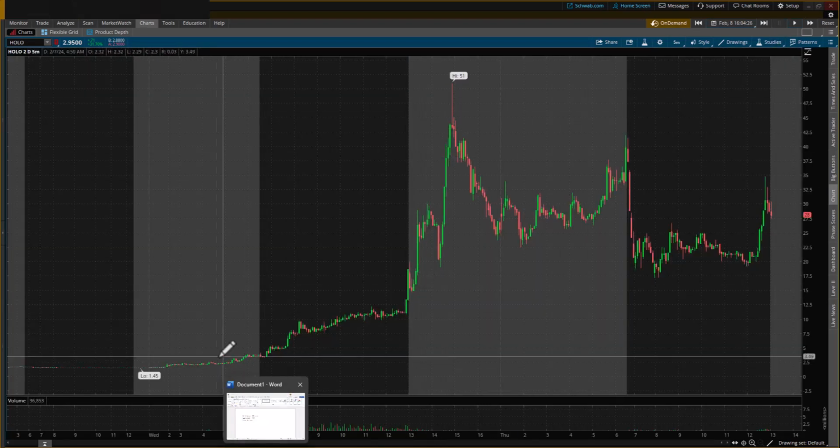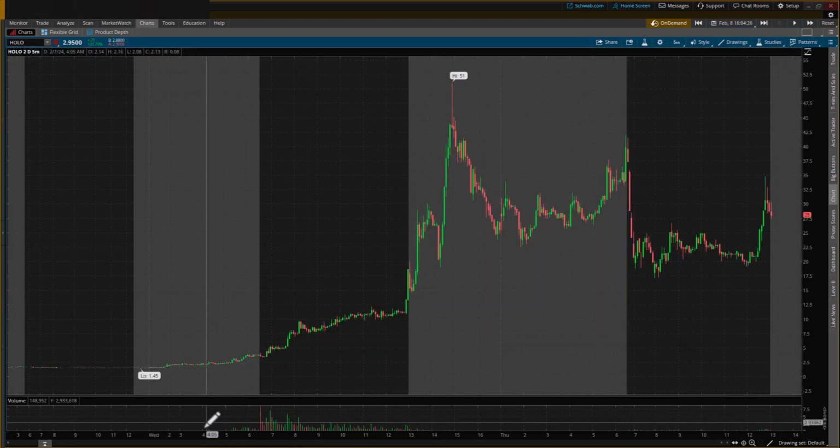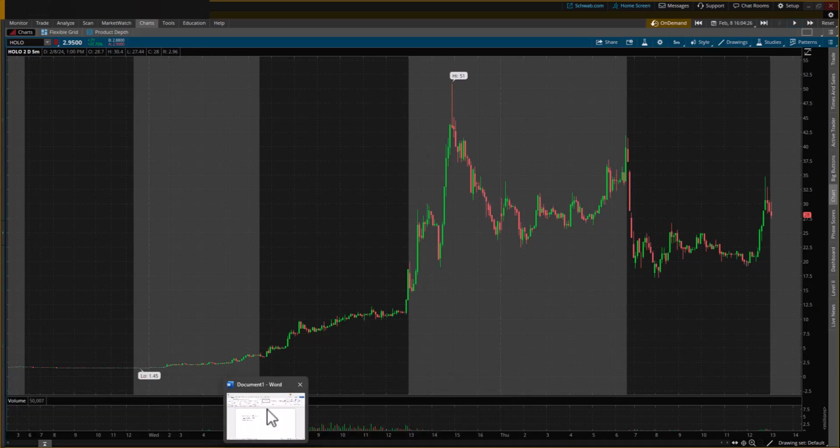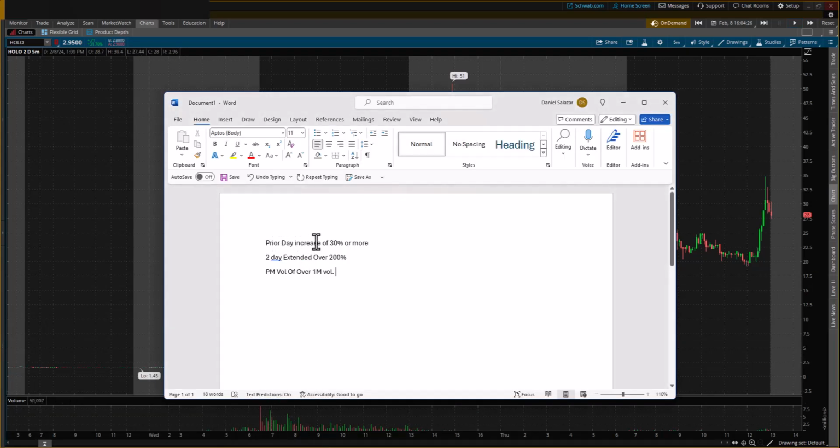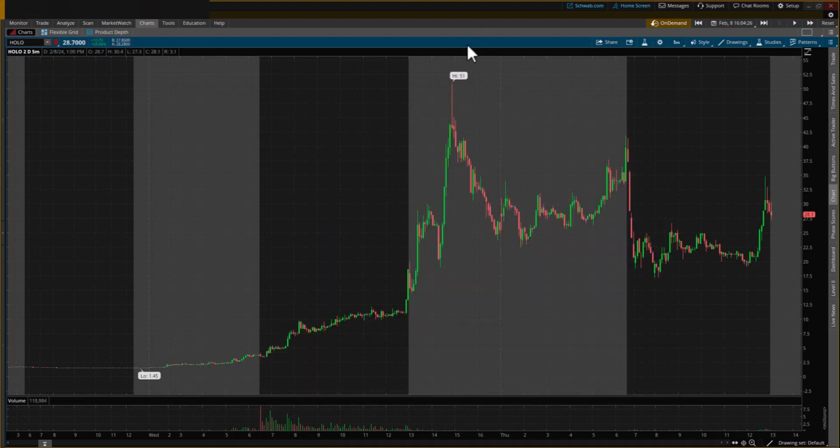Okay, here's one example. So the first requirement is that the prior day had to be over 30%. If you have the market price, you hover all the way to close, you're going to see right here on this little blue square that it went up almost 444%. It went up over 4. So that's the first requirement.